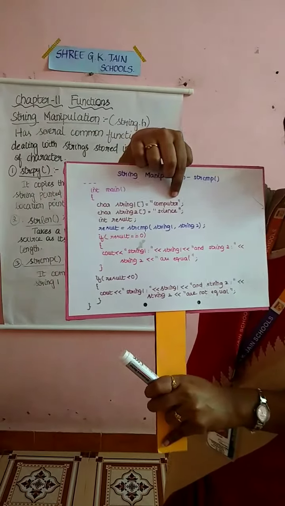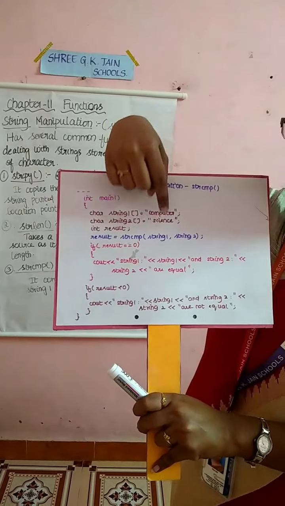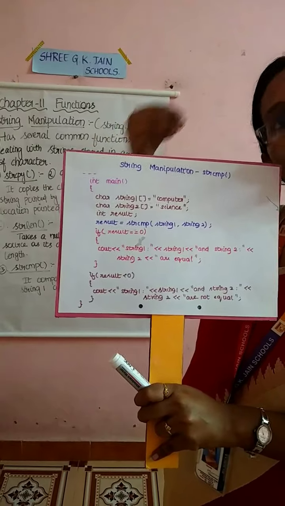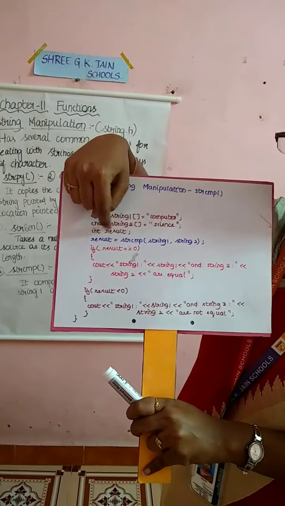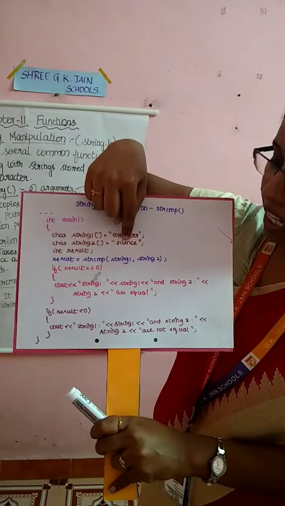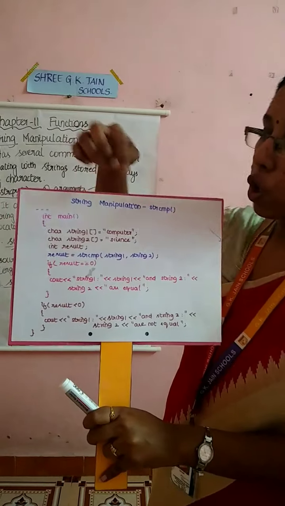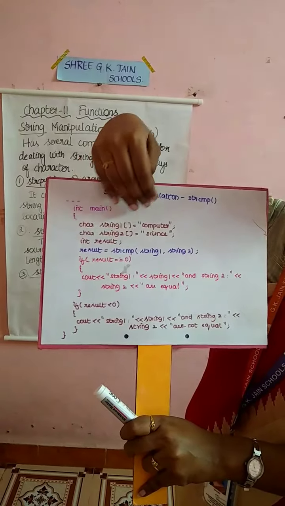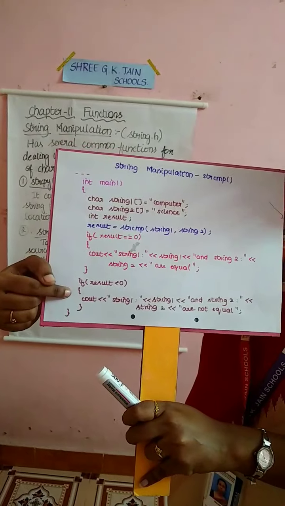I am taking two strings, string 1 and string 2, and in result, because after comparison I will get either a positive number, a negative number or a 0, that will be saved under the variable result. So result is equal to strcmp of string 1, which is computer, and string 2, which is science. I told you already the ASCII values will be compared. So 67 and 83, the ASCII values of both characters. So it is obviously less. So this if statement will be executed.